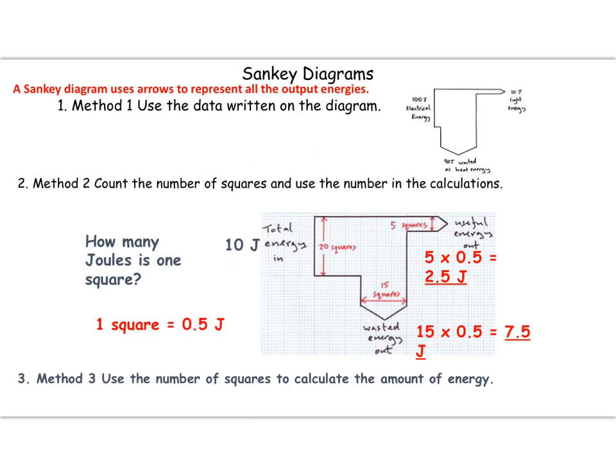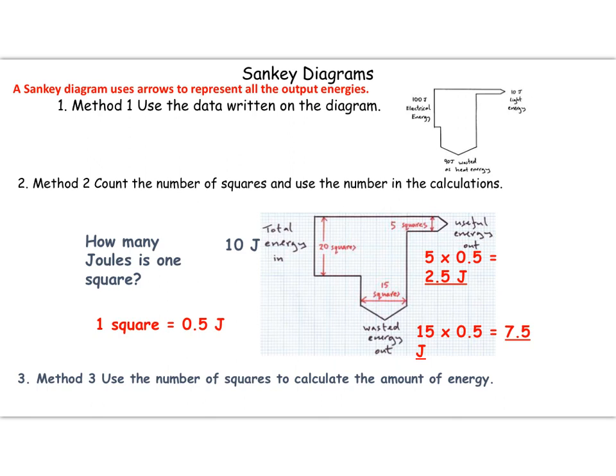When we're looking at efficiency, it is sometimes useful to represent our data as a Sankey diagram. A Sankey diagram uses arrows to represent all the output energies. There are 3 different methods you can use when using Sankey diagrams in the exam, or there's 3 different ways the examiners might want to ask you a question.